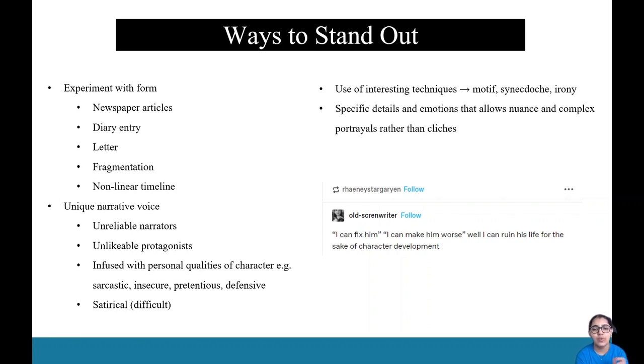And also have specific details and emotions that allow nuance and complex portrayal rather than having cliches. Okay. And there's a really good tweet there. I can fix him, but also I can make him worse. Well, I can ruin his life for the sake of character development. So you are the author, you're in control, you can do whatever as long as you do it effectively.